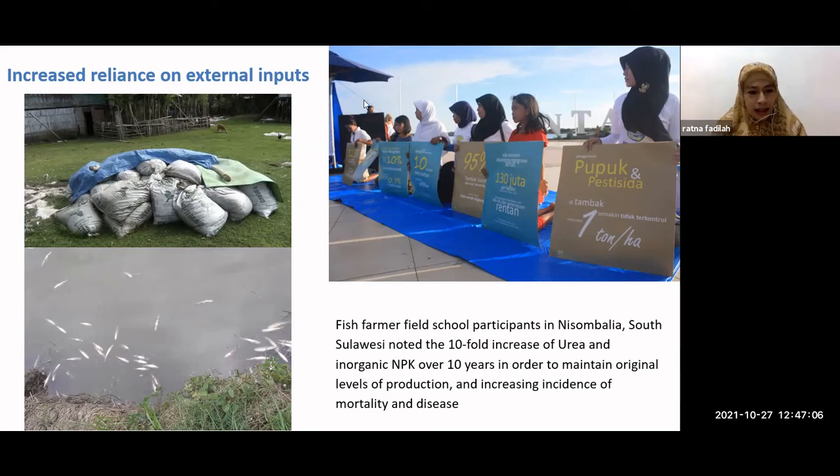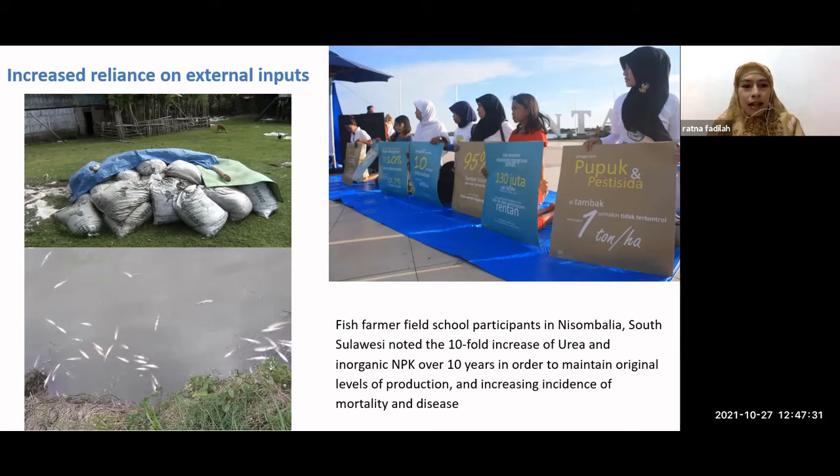I will explain about the map. Yes, the map is the Central Java landscape. There are 13,000 hectares of mangrove growing here. So more than 90% have been converted into ponds.